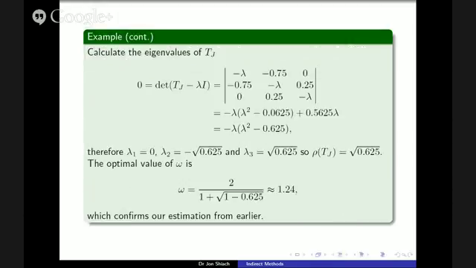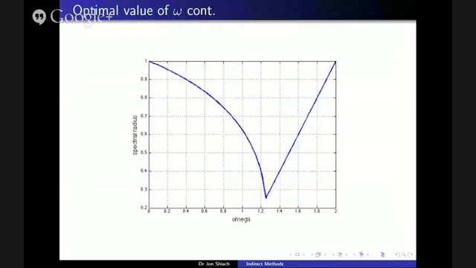Calculate the eigenvalues. Now here I've done it by hand. I don't recommend that, just plug it into MATLAB if it's a small enough system. If it's too large, use Gershgorin's theorem. So we have three eigenvalues, 0 and plus or minus root 0.625. If we square root 0.625, we get 0.79. Okay, so if we plug it into that formula, we get 1.24, which is damn close to what I used before, which is 1.25. So you can see that 1.24 corresponds with this point here.